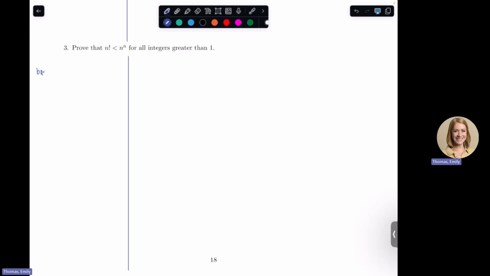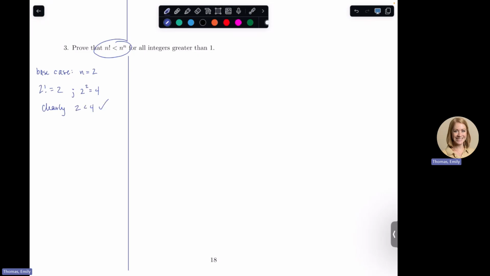So for our base case, we're going to show it's true for n equals 1. Oh, greater than 1, sorry. So 2. So this is the temptation, like don't write this straight up. Don't write 2 factorial less than 2 squared, right? So you would say something like, notice 2 factorial is 2 and 2 squared is 4. Clearly, 2 is less than 4, so the base case holds.